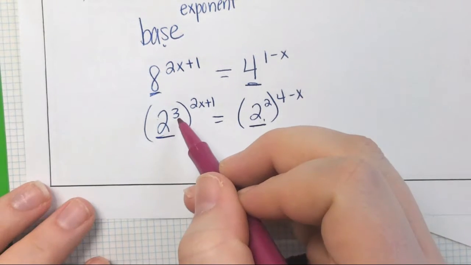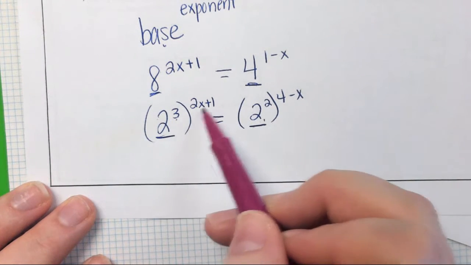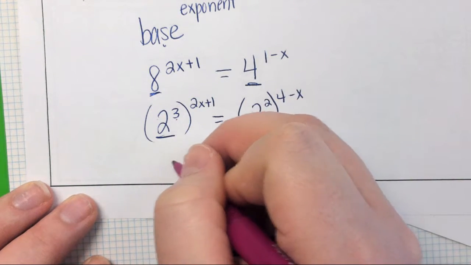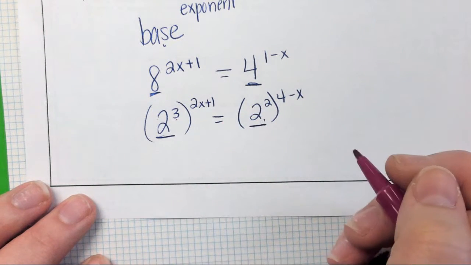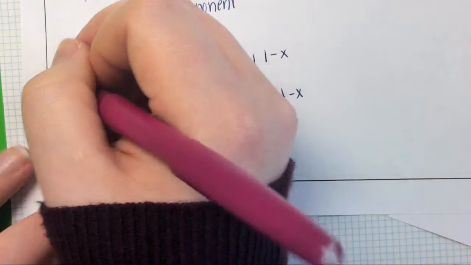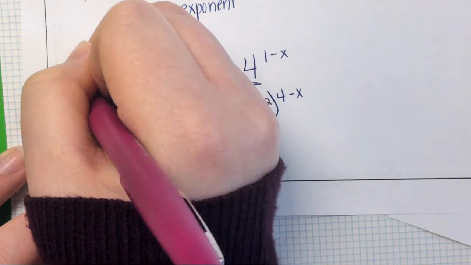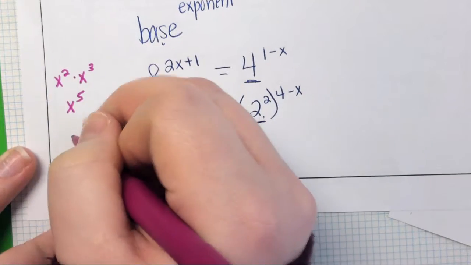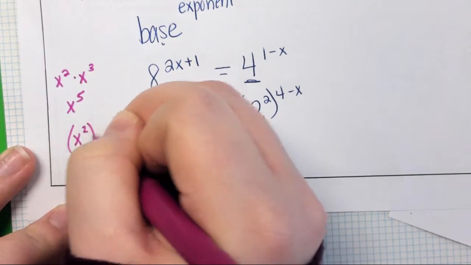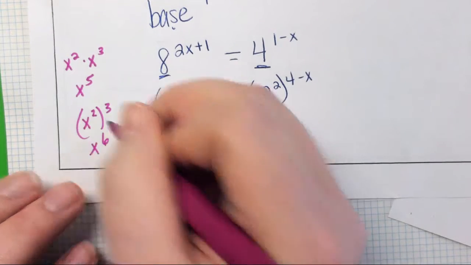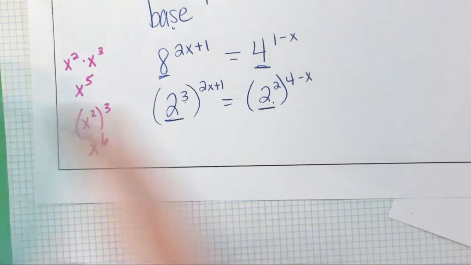When you raise something to an exponent, like I see I'm raising a power to a power, what are you supposed to do with the exponents? Are you supposed to add? Are you supposed to multiply? If you have x squared times x to the 3rd, you add and get x to the 5th. But we're not doing that. We're doing like x squared raised to the 3rd, and that's x to the 6th. You actually multiply. So we need to multiply.